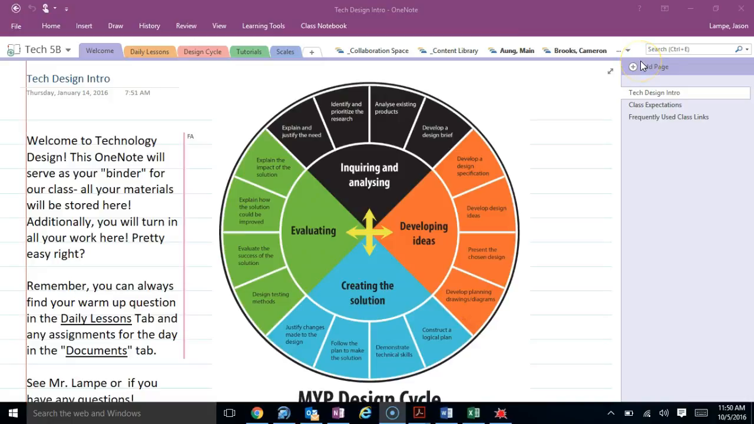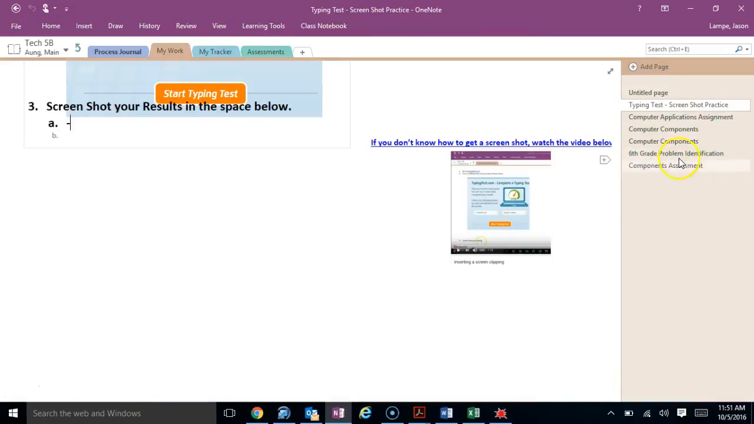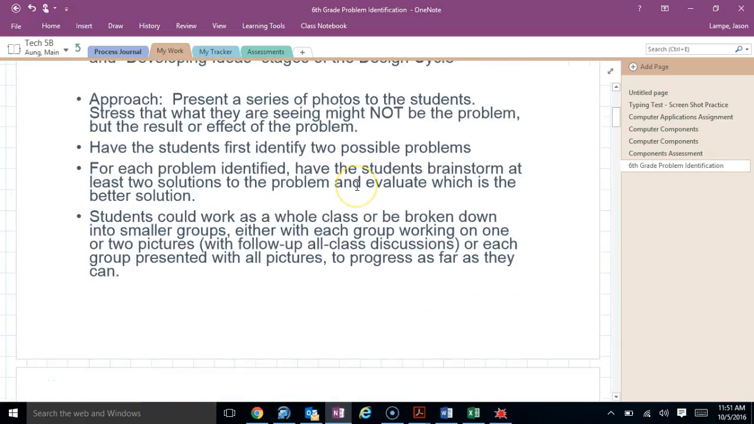Today, your assignment and what you're going to work on, and I'm going to let you have a partner as long as we can do it quietly and effectively. The second it becomes less quiet and less effective, you'll do it on your own. In your My Work tabs is a page called the 6th grade problem identification worksheet. Okay? Now, this is just going to tell you a couple things. We're going to give you some pictures, and you and your partner are kind of going to walk through a mini design cycle. Okay? So I'll give you the example.